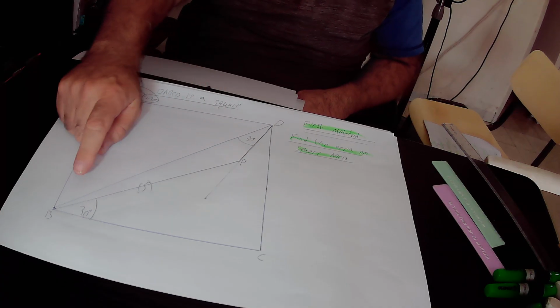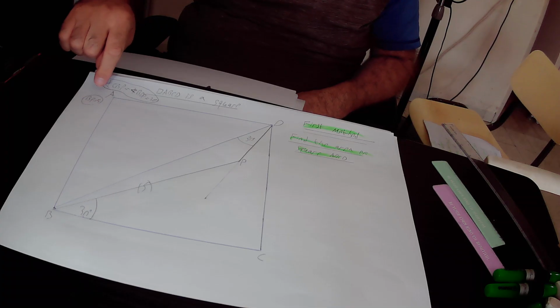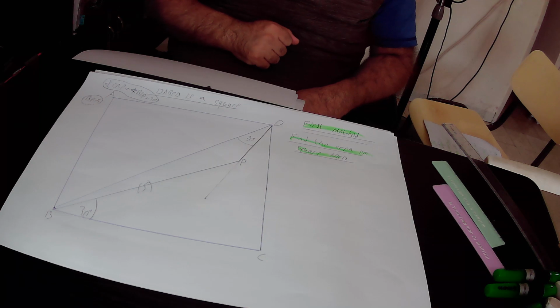This is line segment PB. This is equal to 5 units in its length. Again, our task is to find out the area of this square ABCD. So we'll start with the first method.